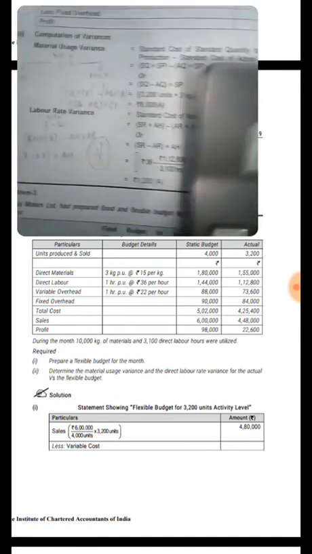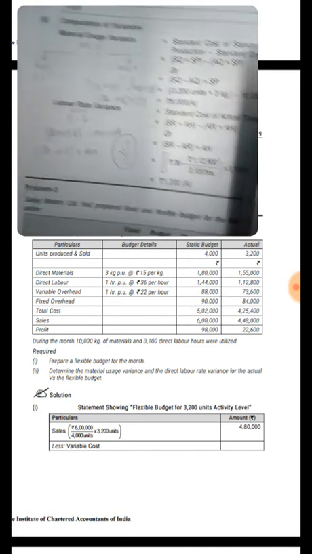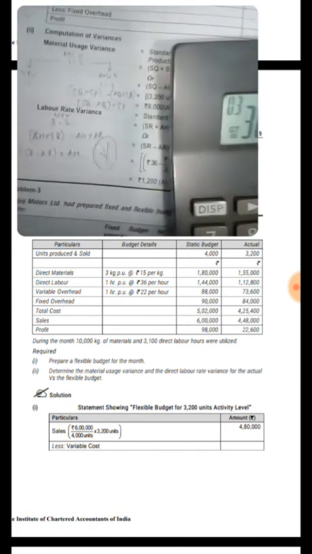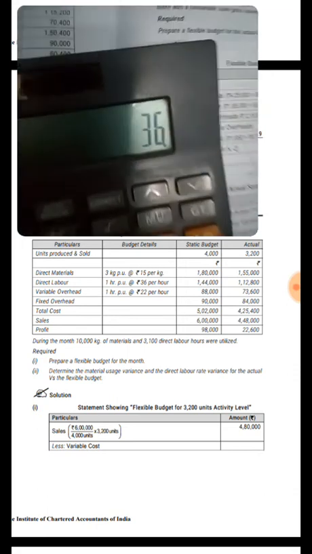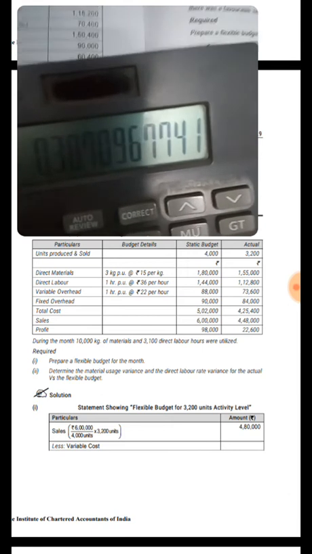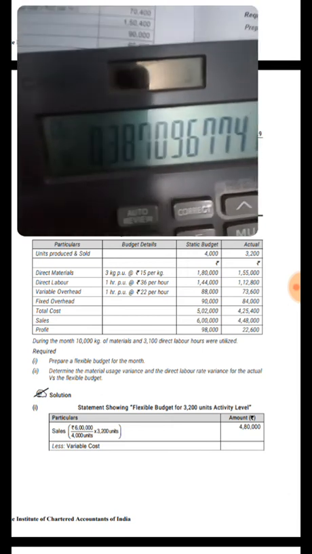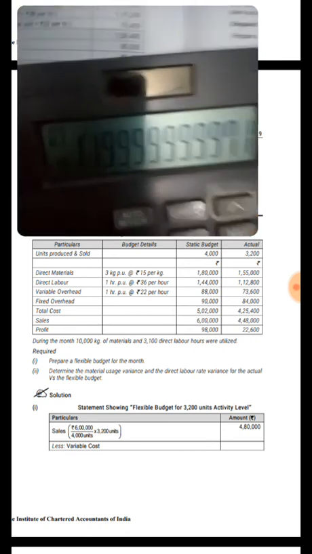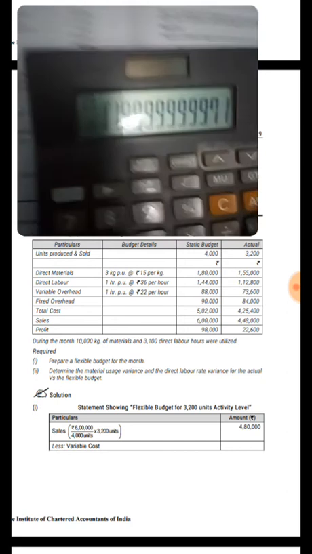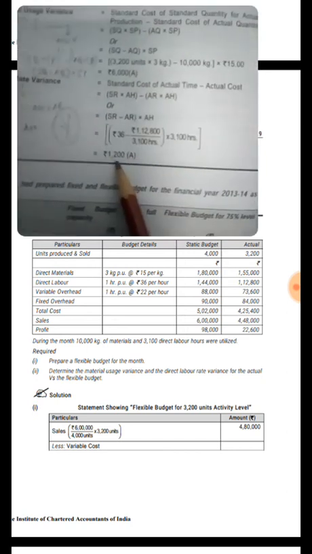What was the formula? SR minus AR. So this is AR. So I will just remove that SR, which is coming 0.3870 something. Okay, I have to multiply 3,100. It's coming 1,000, close to 1,200 adverse. Okay, that's it.